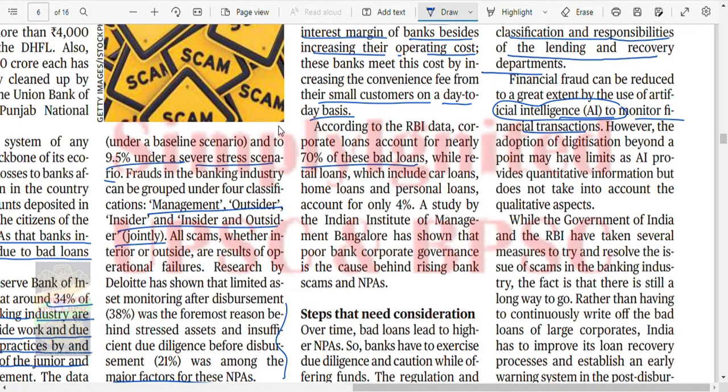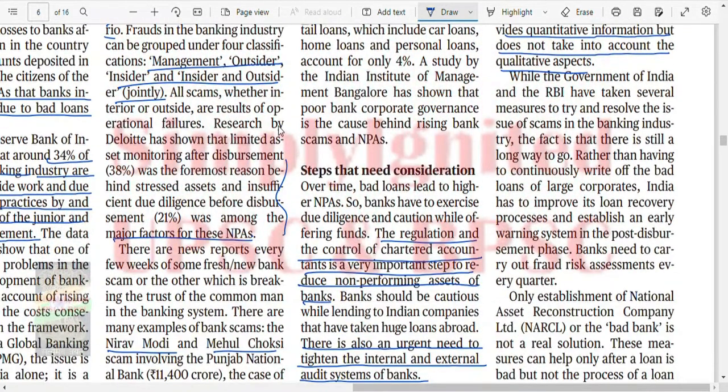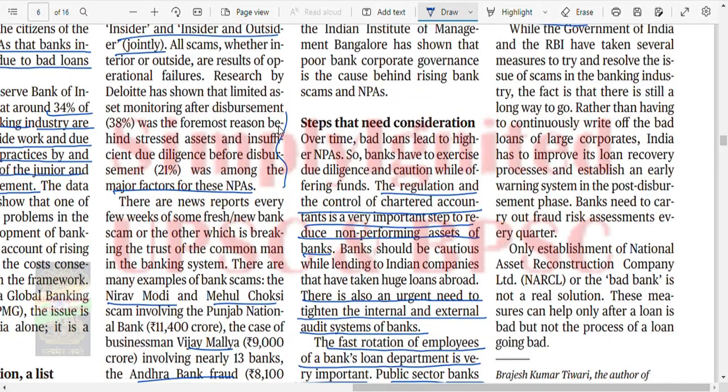However, the adoption of digitization beyond a point may have limits, as AI provides quantitative information but does not take into account the qualitative aspects. It will, as time progresses, do that. While the government of India and RBI have taken several measures to try to resolve this issue of scams in the banking industry, the fact is that there is still a long way to go.